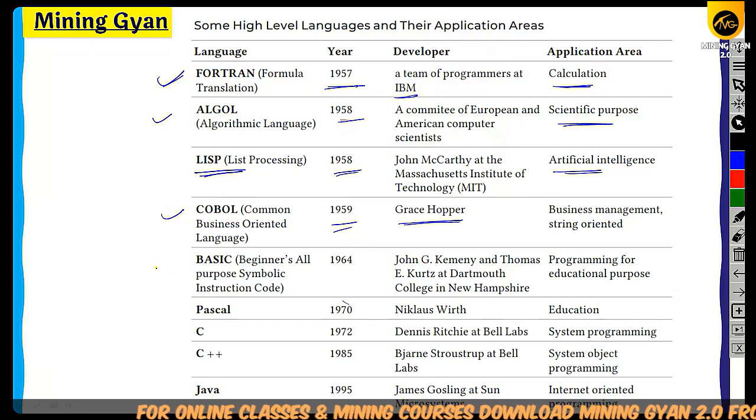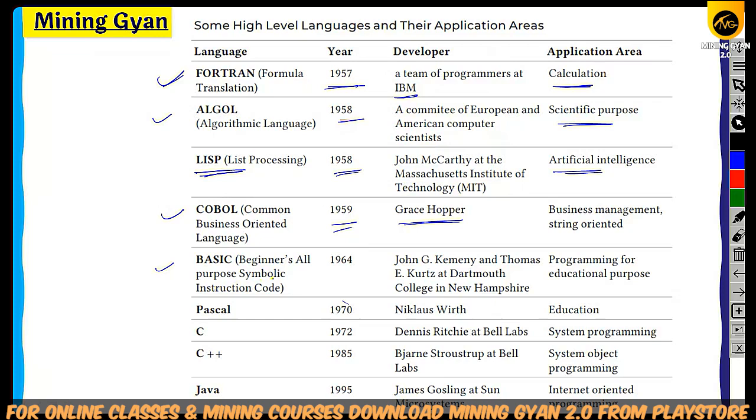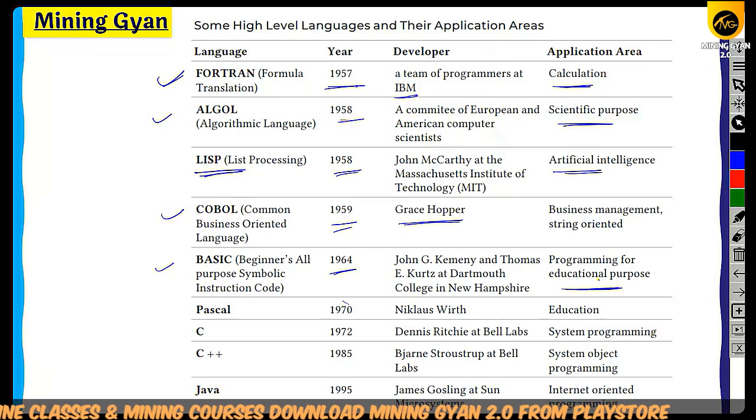Now the next one is BASIC. The full form of the BASIC programming language is Beginners All Purpose Symbolic Instruction Code, introduced in 1964. And the application area is programming for educational purposes. So basically BASIC is a multi-purpose high level programming language.